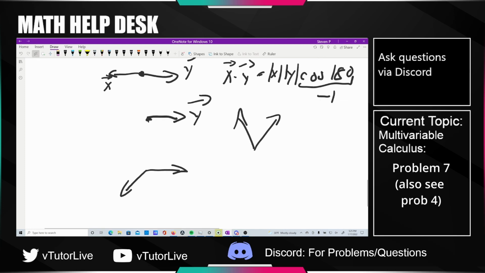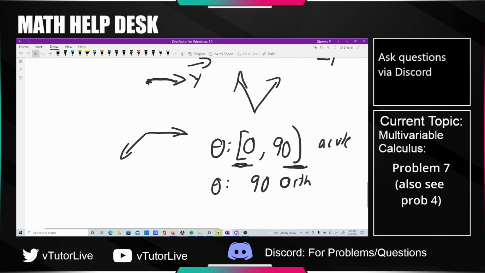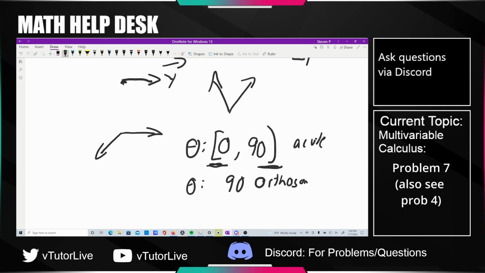So to sum up what we talked about, when theta is from 0 to 90, I'm going to use this notation. Remember, this means inclusive and this means non-inclusive. This is a parenthesis, whereas that's a bracket. So that's going to be acute. When theta is exactly 90, that's going to be orthogonal.